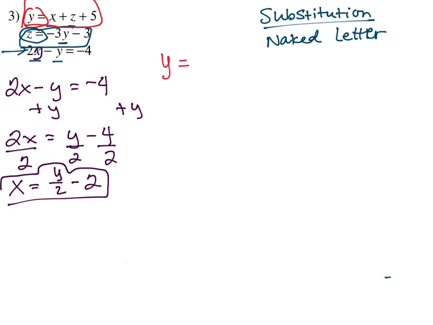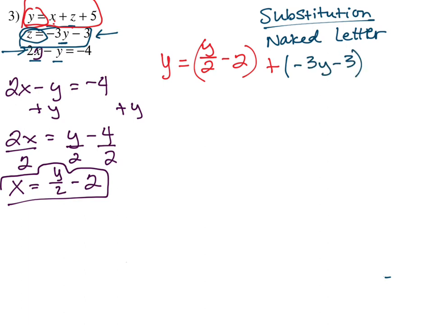Okay, so we're going to write that top equation where it says y equals x plus z plus 5. But we're going to substitute out x and substitute in what? Y over 2 minus 2. We know that is what is equal to x. Plus z. But I'm not going to write z because I don't want two variables. I only want one variable. And I have z in terms of y right there already set up for me in that middle equation. So plus, open parentheses, negative 3y minus 3.